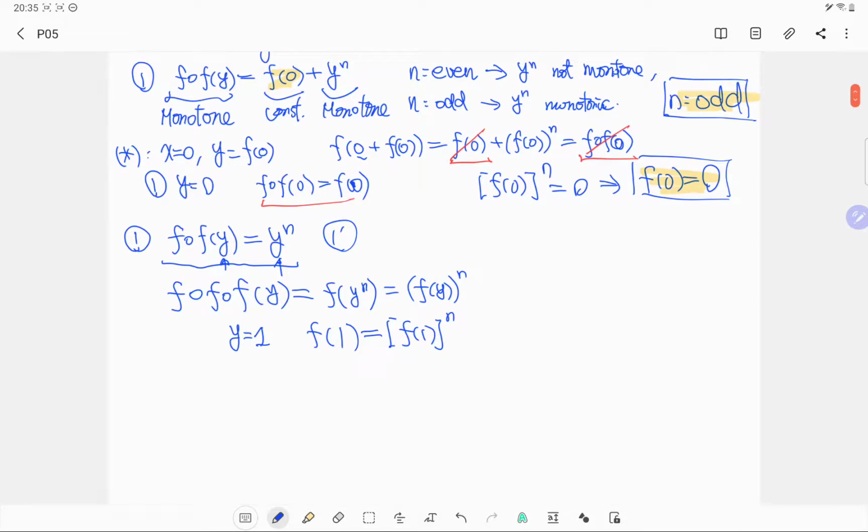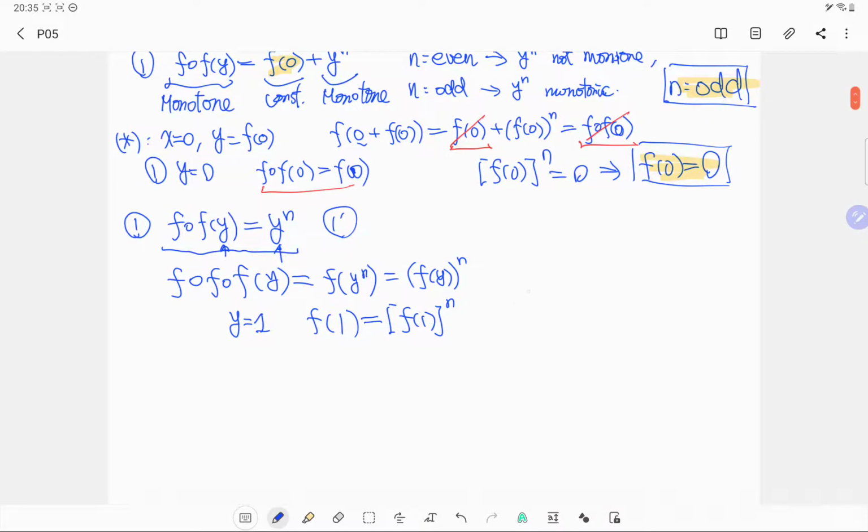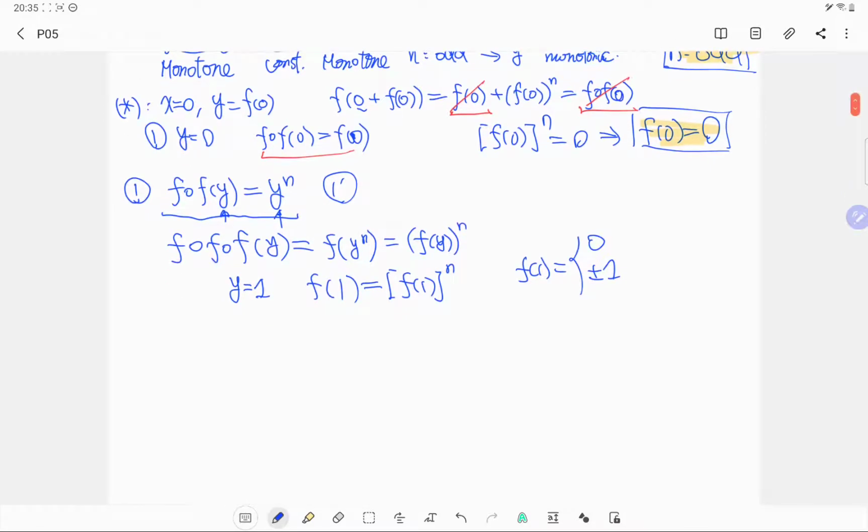So there will be 3 possible values for f of 1. f of 1 could be 0 or plus or minus 1, because n is an odd number. Only these values are possible. So we have 3 cases. Let me check case 1, if f of 1 is 0.